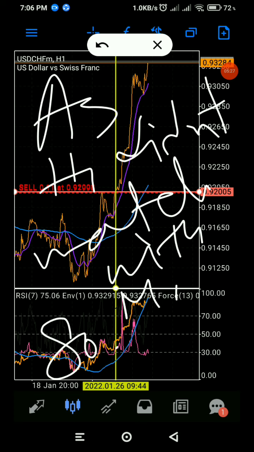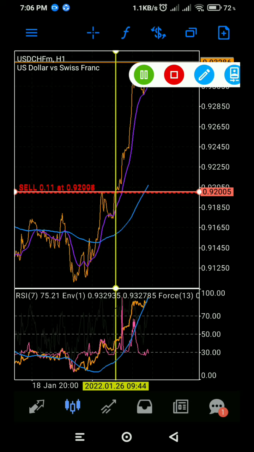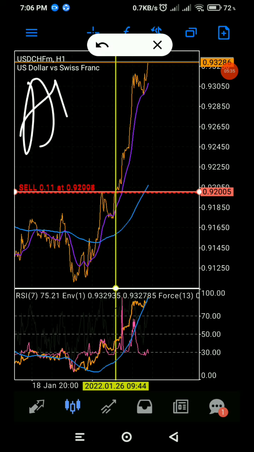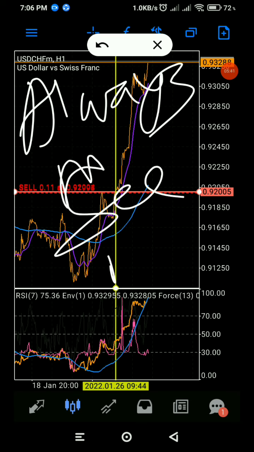So H1 didn't match with M1, because H1 indicates a buy signal here, but on M1 we see that it signals sell. So that wasn't matching. So that's why we are in great loss.